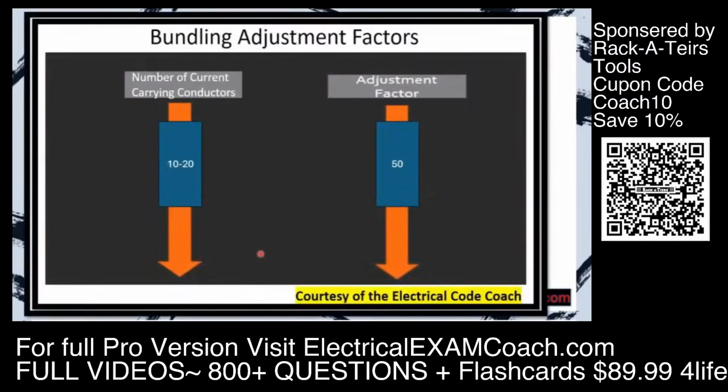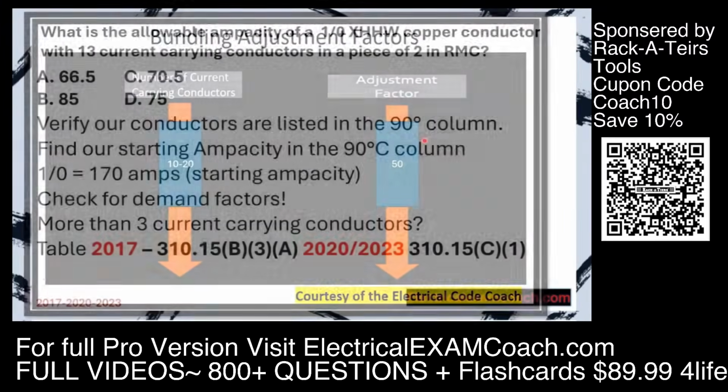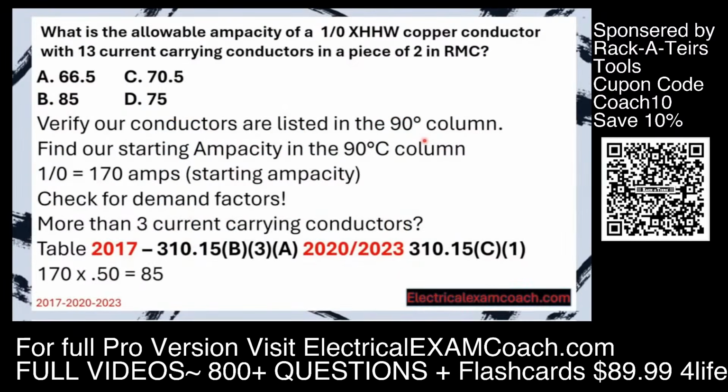We go to our adjustment factor table. We're going to start on the left-hand side and find our number of current carrying conductors. Then we cross over and find that it's 50%. We take that and do our math. We take our starting ampacity multiplied by the bundling adjustment factor. Then we're going to have a new reduced ampacity of 85 amps. Great job.